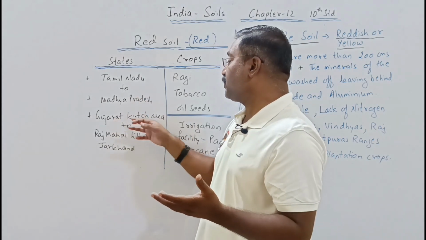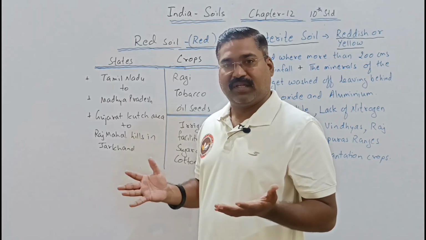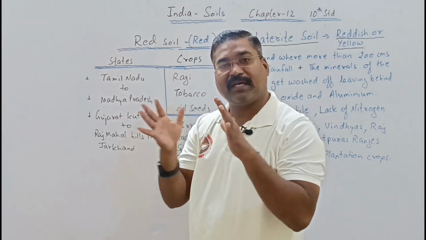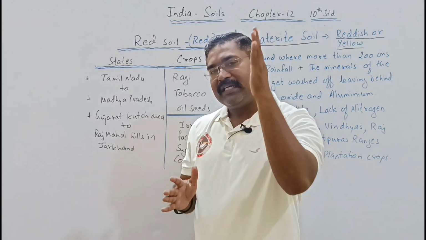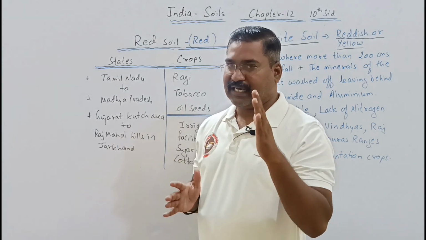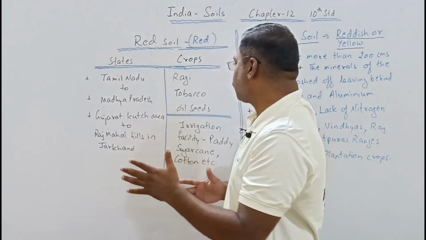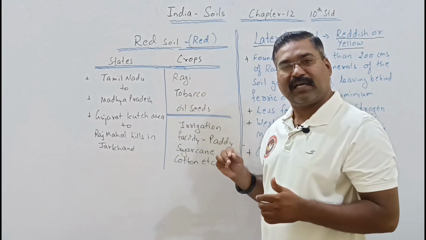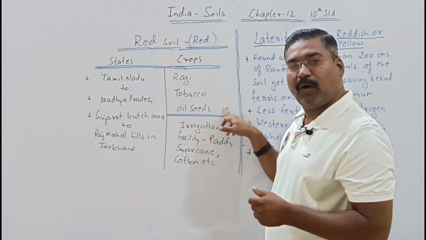These areas, Gujarat, Kutch area to the Rajmahal hills of Jharkhand. So these are the places where we see the wide catchment area of the soil called red soil. Red soil is very less suitable for agriculture, but we can still produce different forms of crops, like ragi, tobacco, as well as oil seeds.